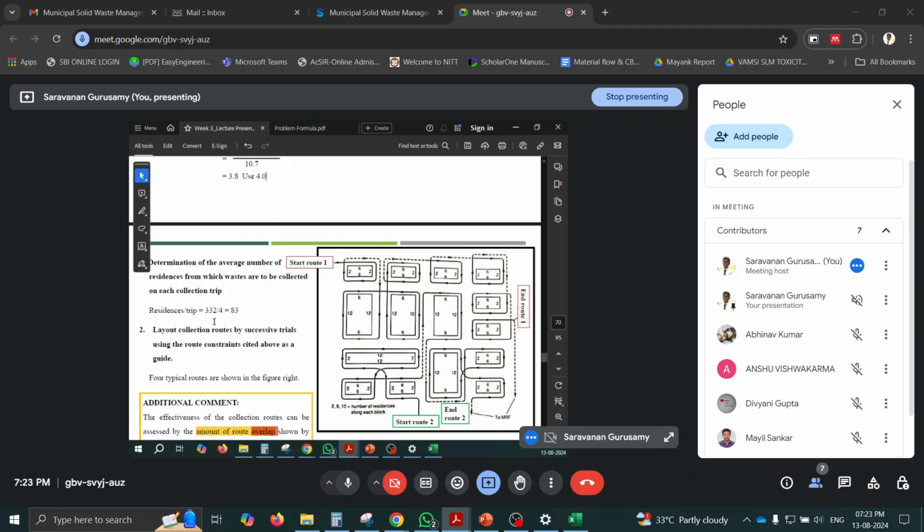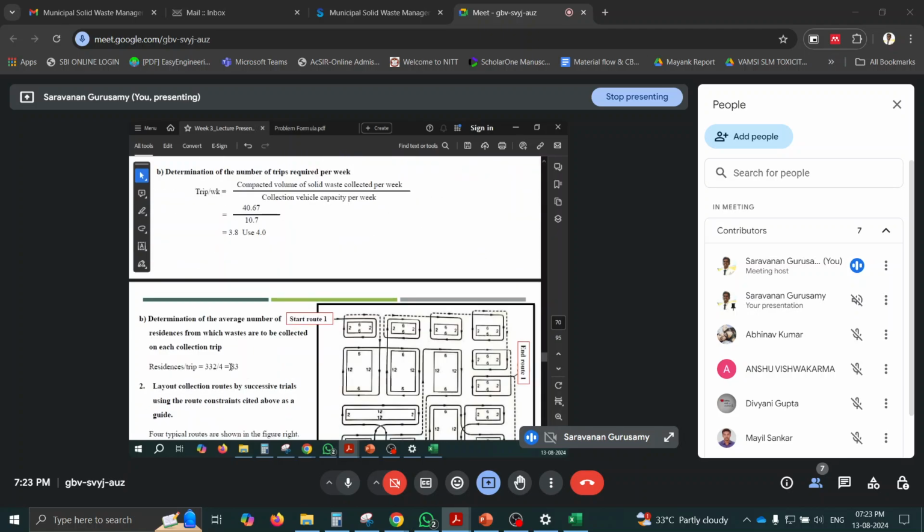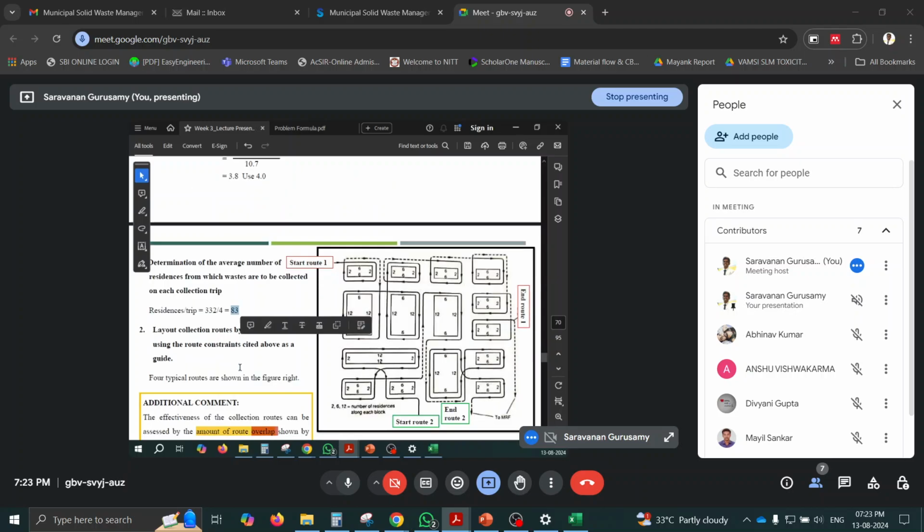So if I want to collect from the whole residents, the total number of residents is 332, divided by 4 will be 83. So I need to consider 4 routes. Each route should touch 83 residents. Like that I have to do. No U-turn should be there, and the collection will be on the right side.